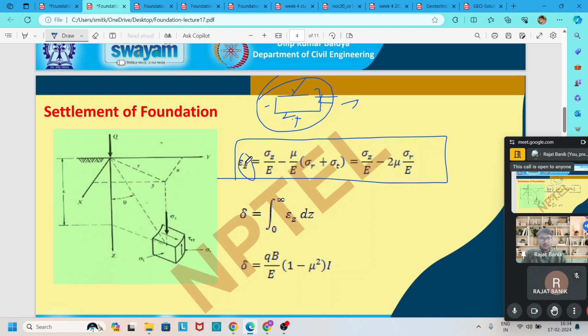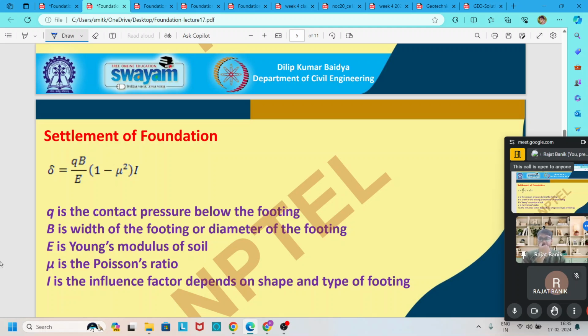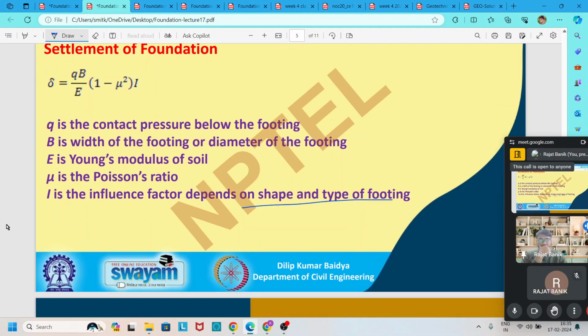If you integrate this epsilon z with respect to dz from 0 to infinity, meaning the semi-infinite zone where our depth is infinity, then we get our total immediate settlement, and it becomes qB by E into (1 minus mu squared) into I. I is the influence factor, which mostly depends on the size and shape of the foundation. q is the pressure coming from the structure, B is the width of the foundation, E is the elastic modulus of the soil, and mu is the Poisson's ratio of the soil, and I is the influence factor, which depends on the shape and type of the footing.